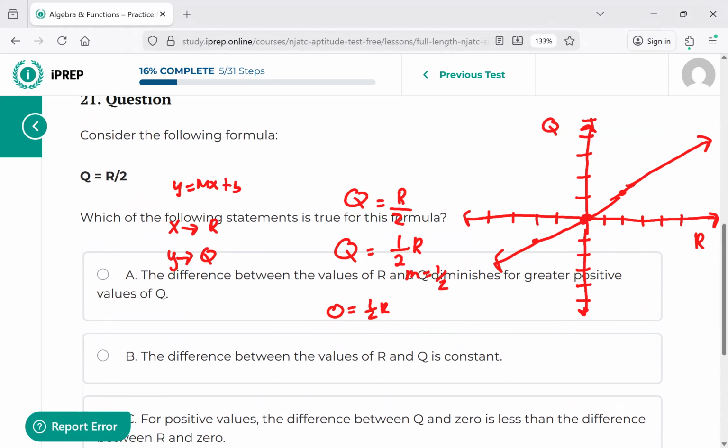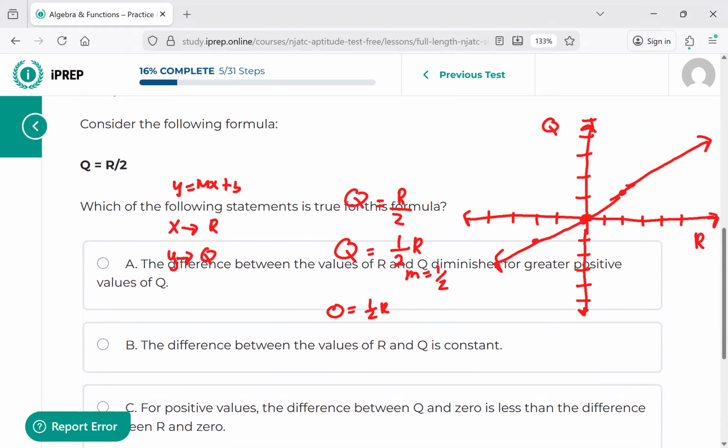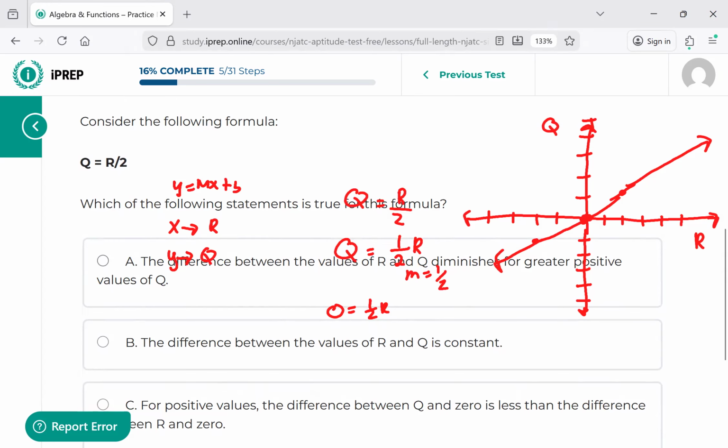This is all false because if you pick some points on this graph, so if I use 0, 0, and then this one is like 2, 1, and our x is really r, and our y is really our q. Obviously they're not the same, they're not constant, right? We went from 0, 0 to 2, 1. It's not constant.